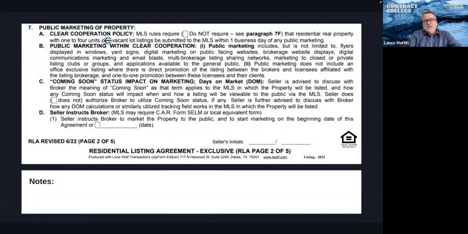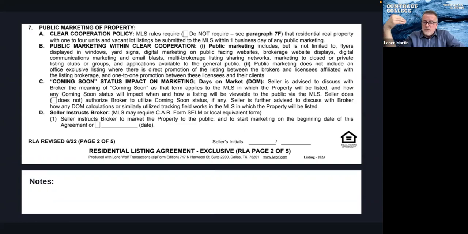Public marketing of the property. So in effect, this kind of gets back to that policy we were just talking about. Our MLS rules now say you must put the property in the MLS within 1 business day, otherwise you're violating our MLS rules. Okay, so that's that clear cooperation policy. It's the policy now, it has to be done. If you do have a good reason to pull it off the market for a period of time, maybe the seller is doing a rehab, it's listed, but hey, don't show it, don't do anything with it because I'm going to put in new carpet.